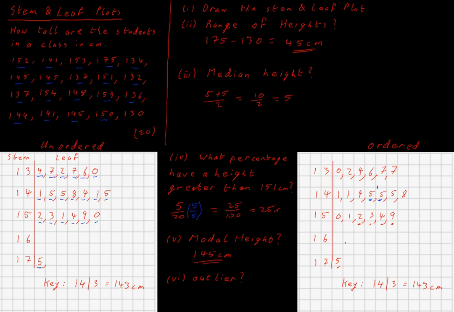And then finally, is there an outlier height? Well, it's very clear here. There's a huge outlier height. We have one very tall student in comparison to everyone else who's 175 centimeters tall.